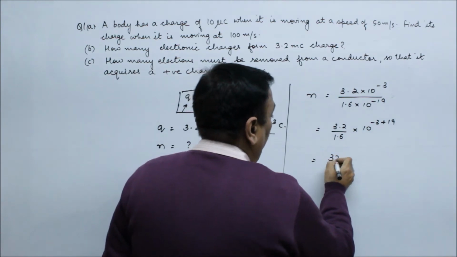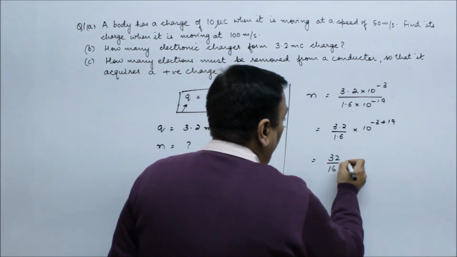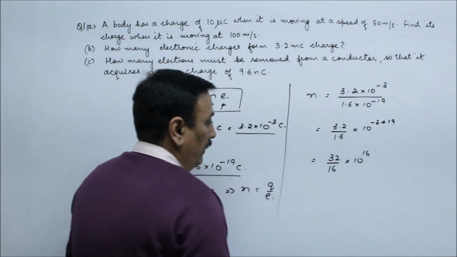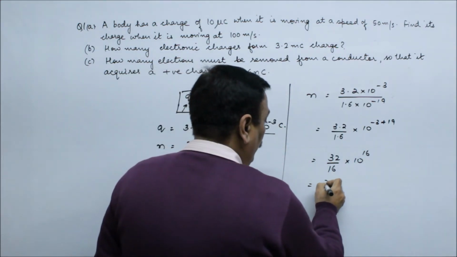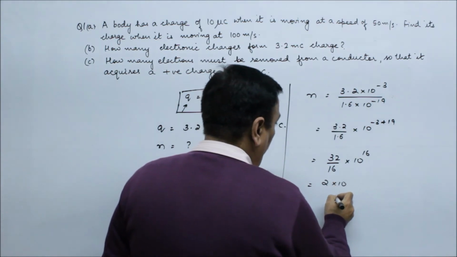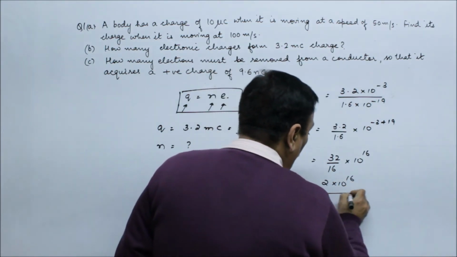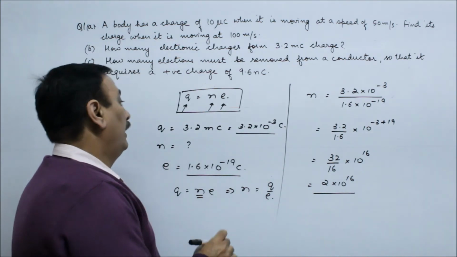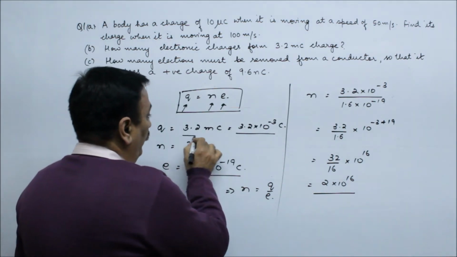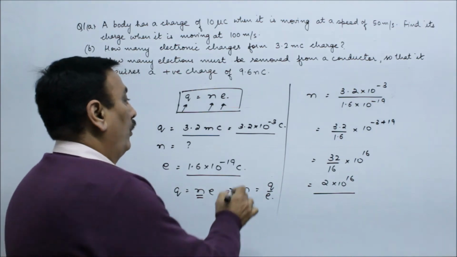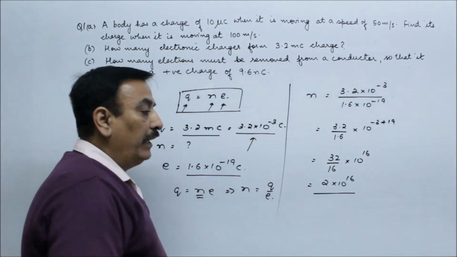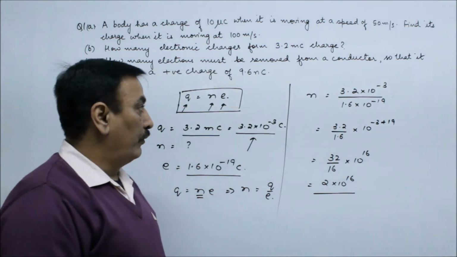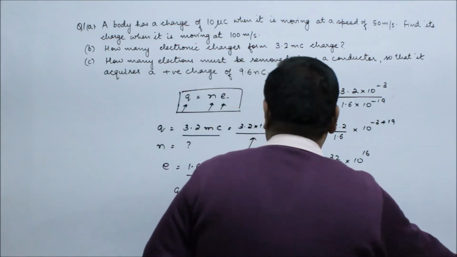So we get 32 upon 16. And here we can write 10 raised to the power 16. So this becomes 2 into 10 raised to the power 16. So these many electronic charges are required to constitute a charge of 3.2 millicoulomb, or 3.2 into 10 raised to the power minus 3 coulomb. Is that point clear? So let us move to the C part of the question.